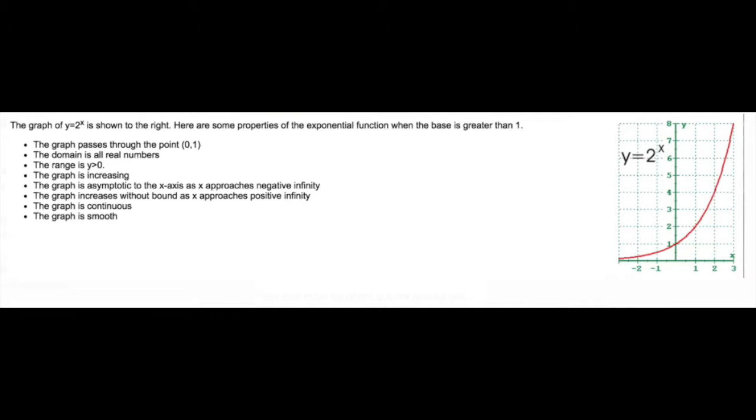It's not very different from normal functions, but it does have some differences, and here are some of the properties. This graph passes through the point (0, 1), and the domain is all real numbers. The range is y greater than 0, and the graph is always increasing. As you can see, it curves from the negative numbers to the positive numbers.